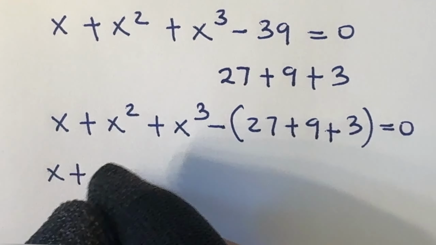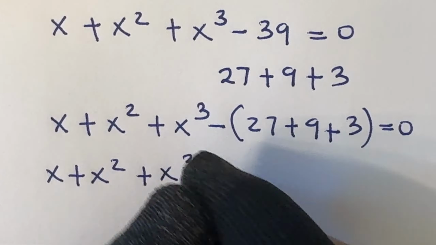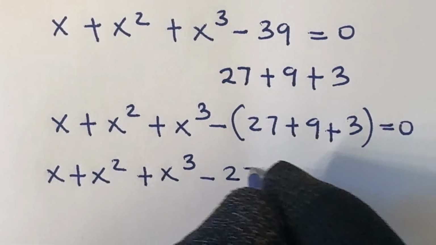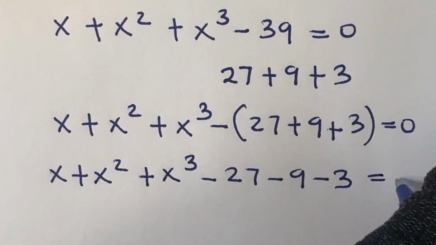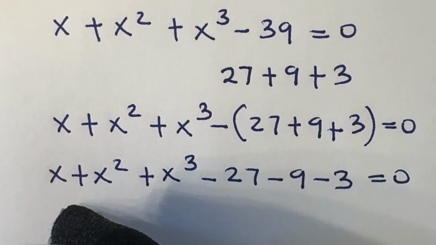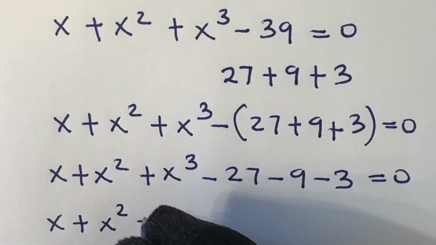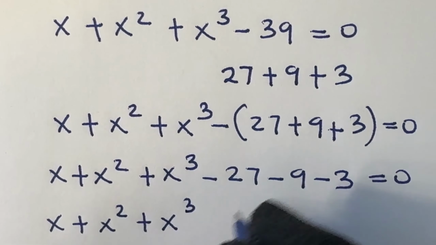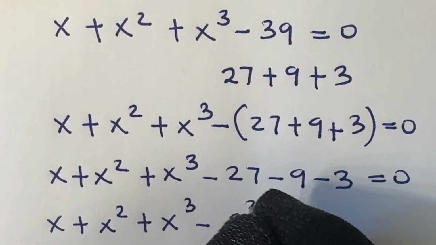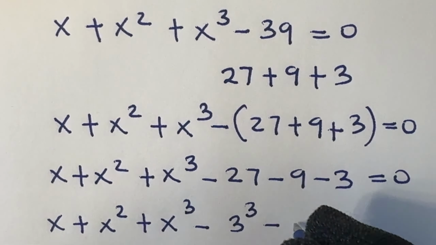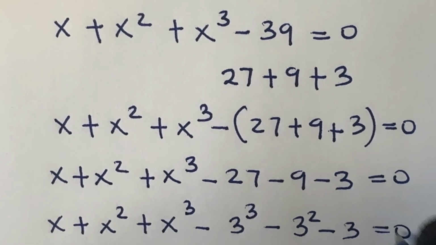x plus x squared plus x raised to power 3 minus 27 minus 9 minus 3 is equal to 0. x plus x squared plus x raised to power 3. 27 here is 3 raised to power 3. 9 here is 3 squared, and then minus 3 is equal to 0.